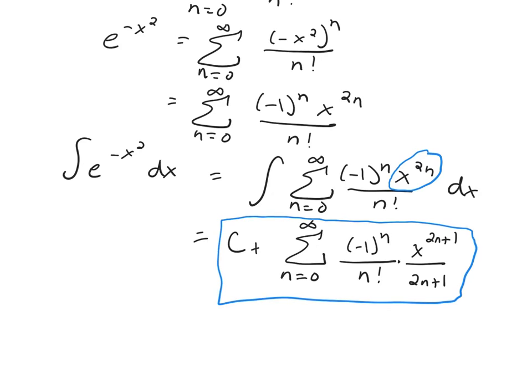Can you explain how you get x to the 2n plus 1? I'm doing, think about n as being a fixed number. So 2 times n is a fixed number. And when you integrate x to a power, you do the reverse power rule. You add 1 to the power, and divide by that number.